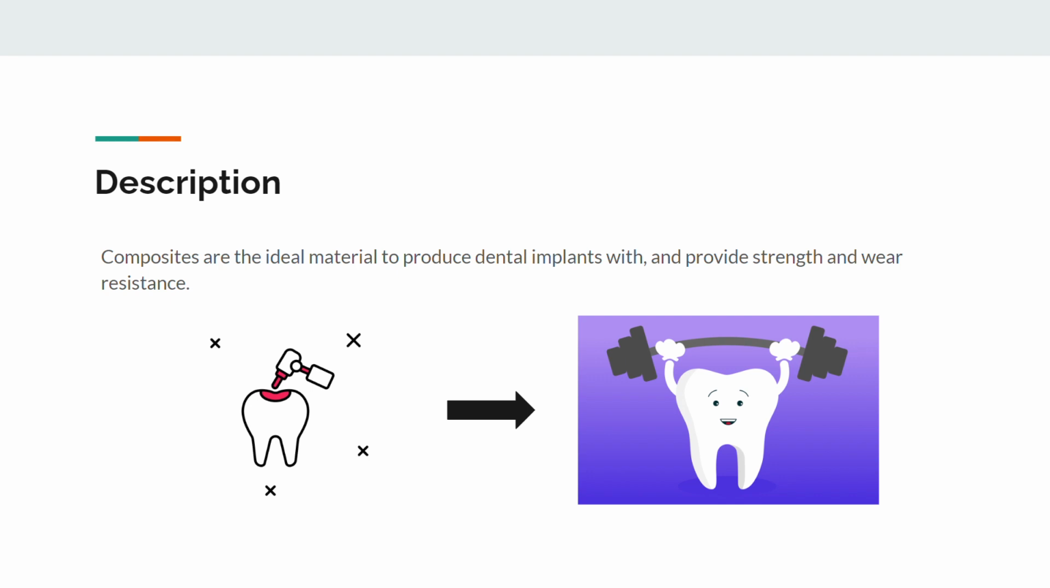aesthetically pleasing. Resin composites increased in popularity over amalgams, an alloy of mercury, in 1999 due to their improved mechanical properties and white coloring. The dental composites showed significant advantages in strength and durability over the prior metal implants and were much less damaging for the mouth. Thus, the ultimate goal of this presentation is to demonstrate how composites are the ideal material to produce dental implants with much strength and wear resistance.